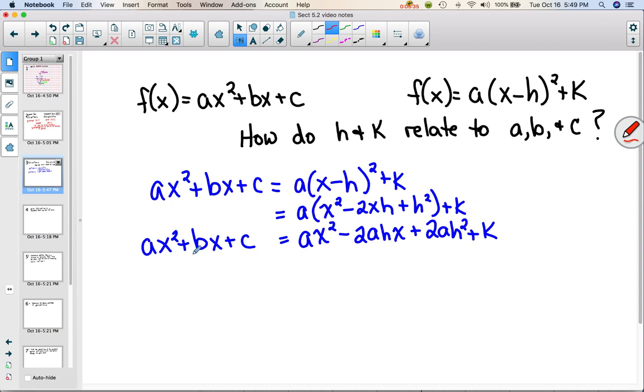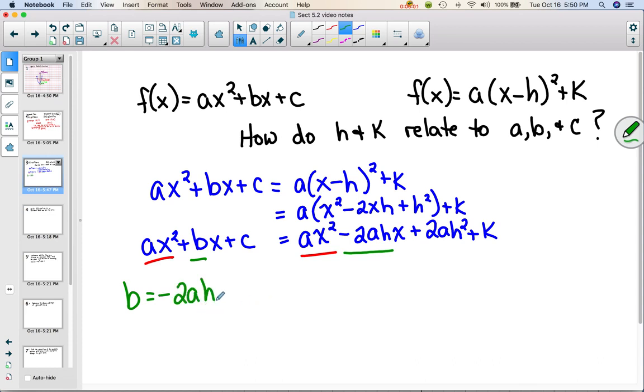We can match these up. So I've got the ax squared right here. I have those on the same side, so those are equivalent. Notice that this is the only term with an x in it. So I've got this negative 2ah, and that's going to have to be equal to b in order for these two pieces to match up. So b has to be equal to negative 2ah.